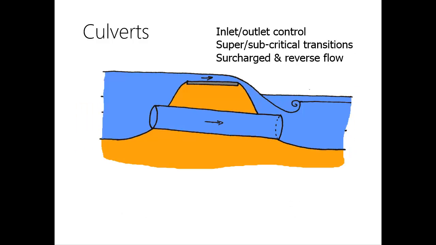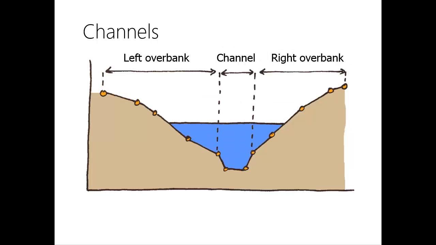SWM conduits representing culverts can model inlet and outlet control, super and subcritical transitions, as well as surcharged and reverse flow, as long as the default routing option is selected, that is, dynamic wave routing. If an irregular channel cross-section geometry is assigned to your conduit, you can enter in your own transect data, including overbank information.